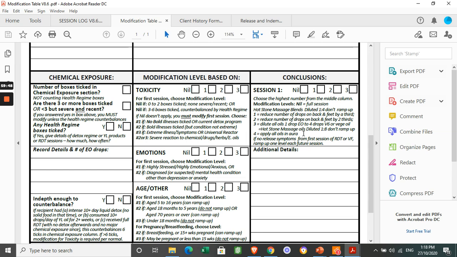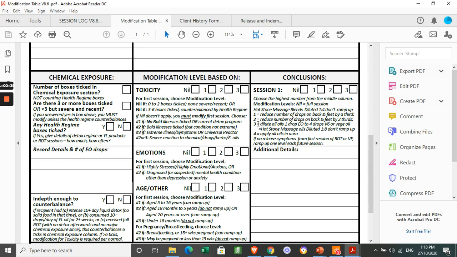Now, how do we know when we can move up a level? Well, over here, you've been told there are a couple of situations where you do not ramp up, and that is if a child is aged under 18 months or 5 years and under, you do not ramp up. And if a person is less than 15 weeks pregnant, you do not ramp up. In the case of hot stone, if anyone's pregnant, you are not performing hot stone on them at all. If there are no release symptoms from the first session of Raindrop technique or Vitaflex technique, and their age and pregnancy issues are not highlighted, then it's okay to ramp up 1 level for each future session.